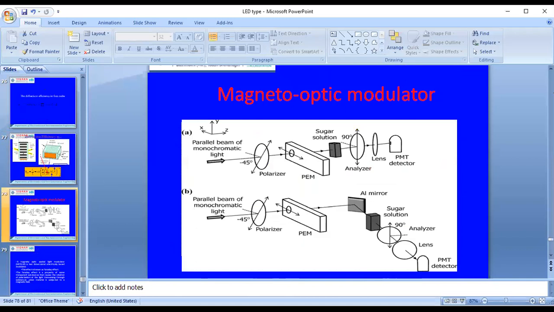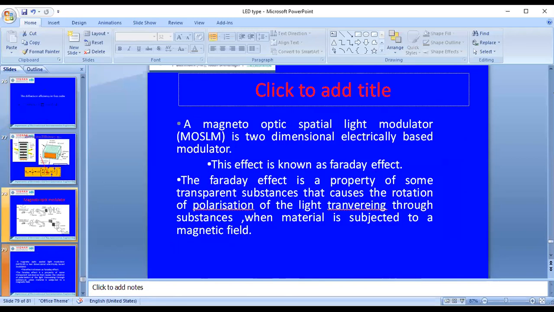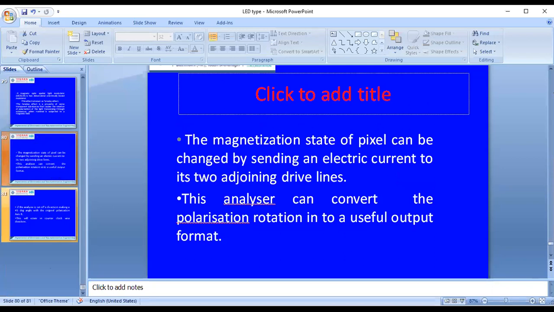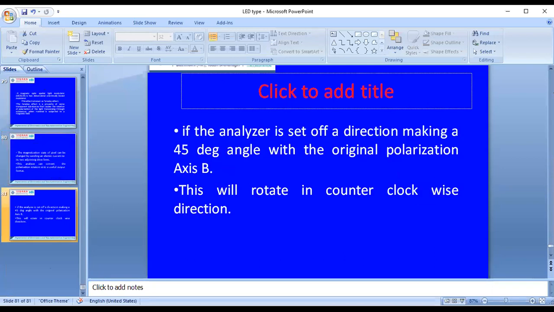And magneto-optic effect type of modulators give the polarization changes, where the polarizer transfers the light passing through the substance, and automatically when the material is subjected to the magnetic field, the Faraday effect exists in this magneto-optic spatial light modulator, which is a two-dimensionally electrically addressed type of modulator. This is working with Faraday's effect. So the analyzer can convert the polarization rotation into the required format of the output signal. Those things we are going to analyze in the electro-optic modulator and acousto-optic modulator.